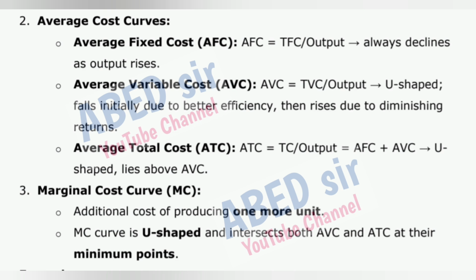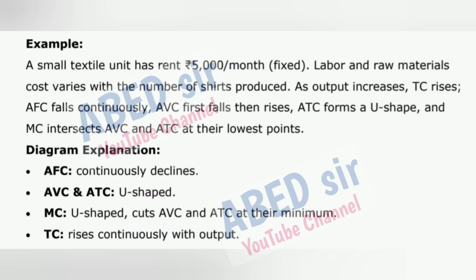Marginal cost is the additional cost of producing one more unit. The MC curve is U-shaped and intersects both AVC and ATC at their minimum points. Example: a small textile unit has rent of 5,000 rupees per month, which is fixed. Labor and raw materials cost varies with the number of shirts produced. As output increases, TC rises, AFC falls continuously, AVC first falls then rises, ATC forms a U-shape, and MC intersects AVC and ATC at their lowest points.